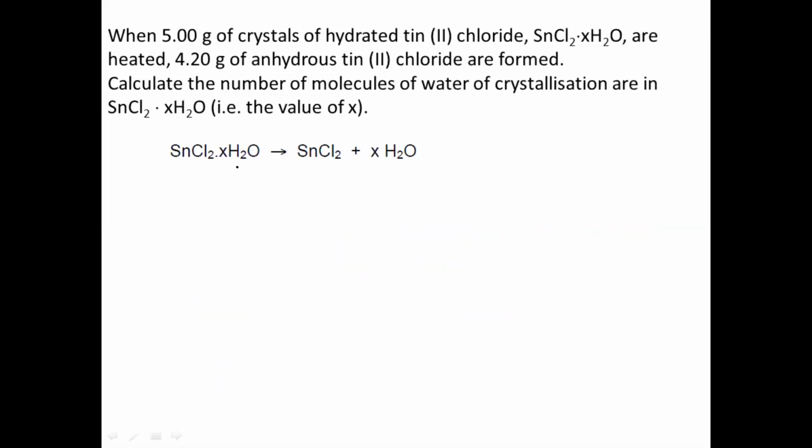So you have your hydrated tin chloride and you have 5 grams of this. So this is your mass. And they heat it, and they form 4.20 gram of anhydrous tin chloride, right? And they say calculate the number of molecules of water of crystallization. So this X, what is the X, right? Now this X must be a whole number. So whether you get a whole number at the end, we might need to round off a little bit. You need to have a whole number, and the number is not going to be like 2000. It's going to be a small number.